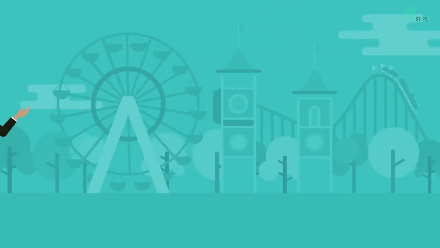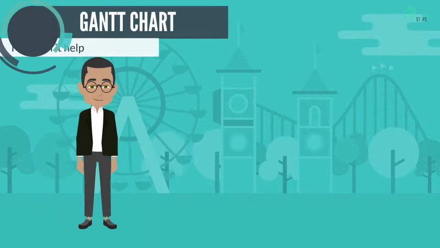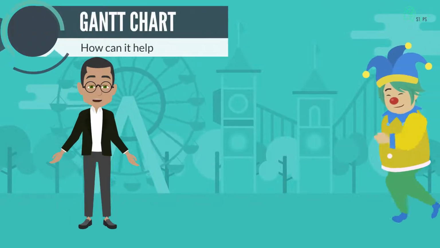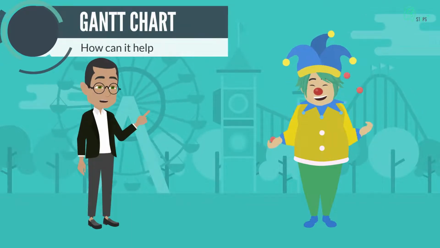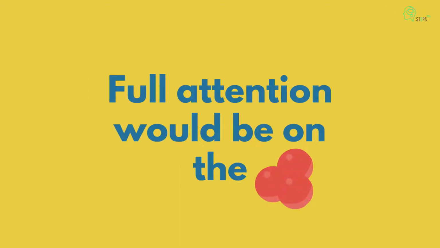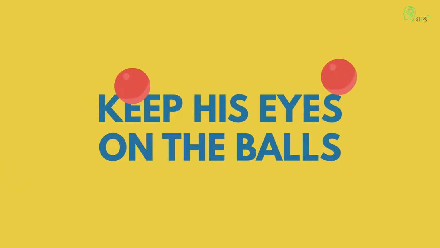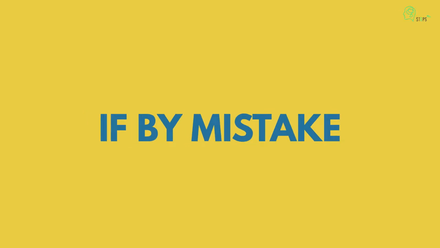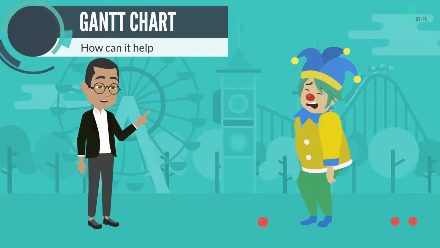How can the Gantt chart help in project management? Think of it this way. A trickster, maybe at a circus or a show, is trying to juggle 10 balls at once. Think of how difficult it will be for him. His full attention would be on the balls. He would have to keep his eyes on all of the balls and know when to catch one at a time. If, by mistake, he missed one ball, the whole performance is ruined.